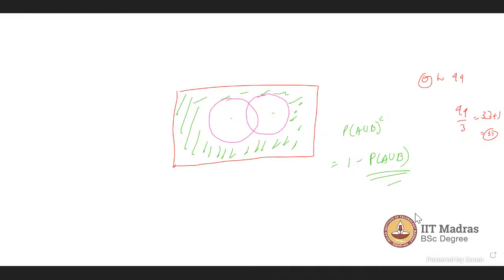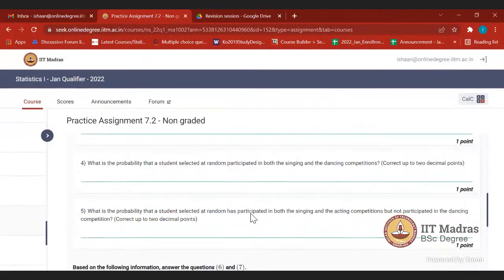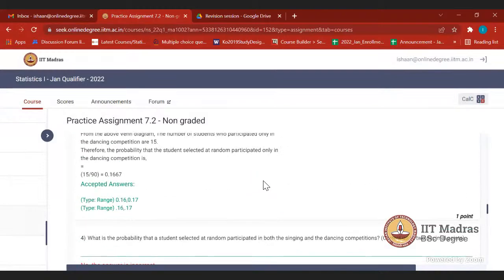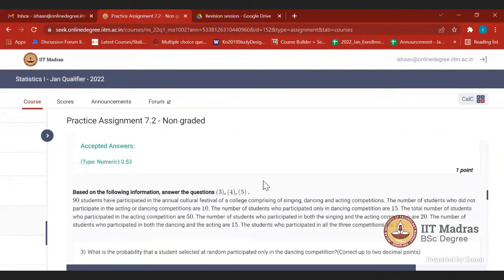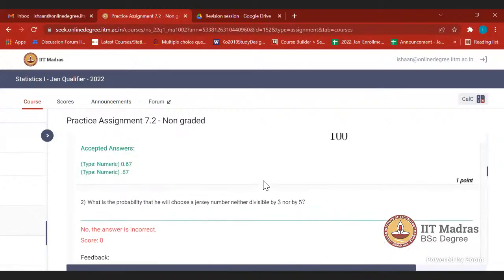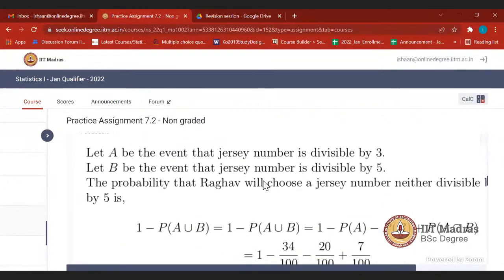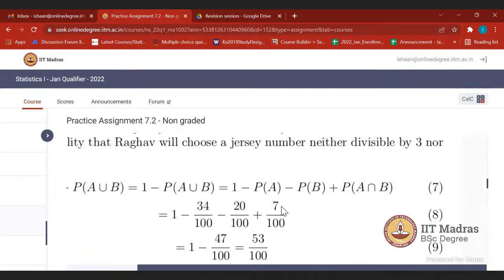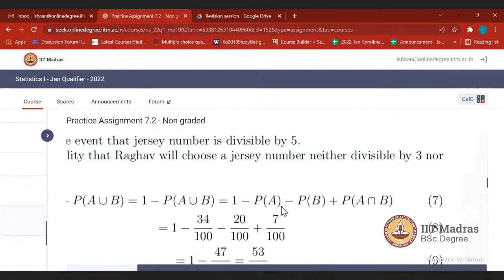See, A union B is whatever is divisible by 3 or 5. So we add. There are only 7 numbers. 3 and 5 means 3 times 5, 15. Any number divisible by 15 will be divisible by both, right?